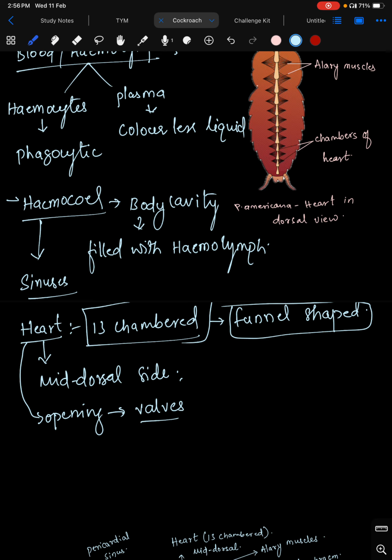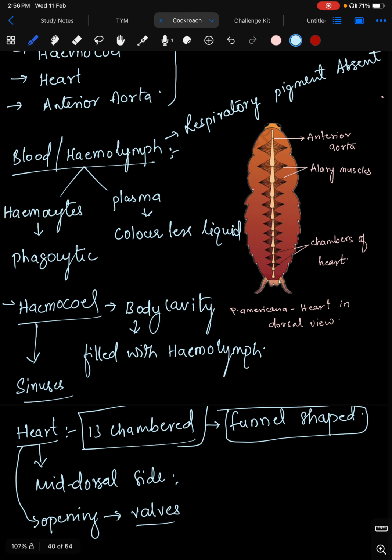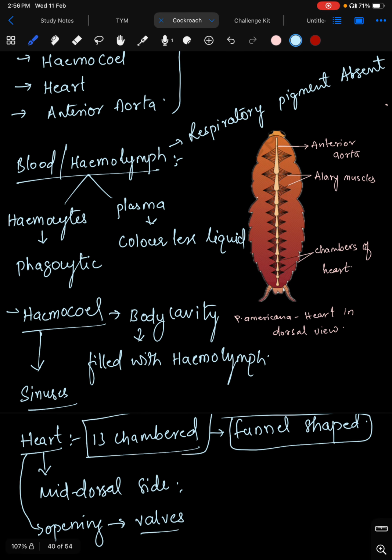You just have to remember that a 13 chambered heart is there, a muscular heart, and it is funnel shaped, on the mid dorsal side of the body. You can see here the structure given in the NCERT. So this is the cockroach. This is the mid dorsal side of the cockroach, which has the funnel shaped heart.